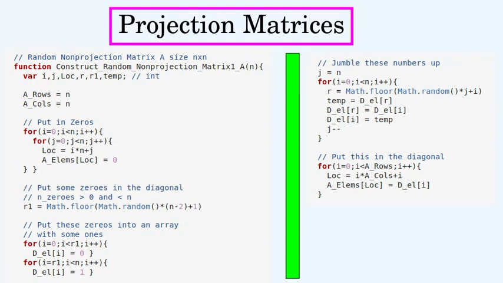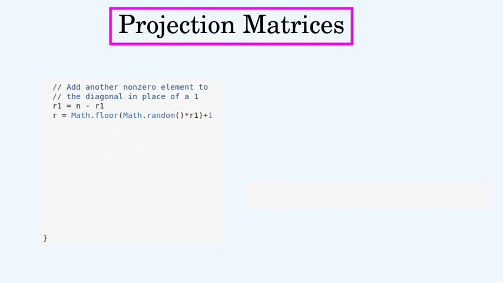We'll write out the code and it will be nearly identical to the code for the random projection matrix up to this part in the code. We'll add a non-zero element to the diagonal in place of a 1. We've stored the number of zeros in R1. We can do this calculation to find the number of ones and find the location to put the non-zero number. We'll reset these 2 counting variables here.